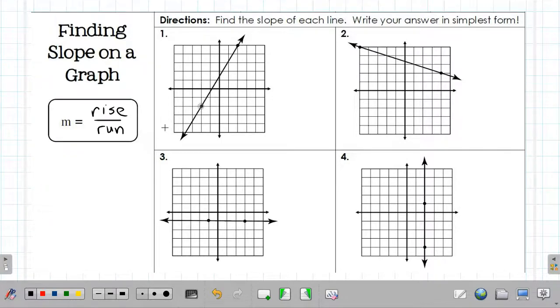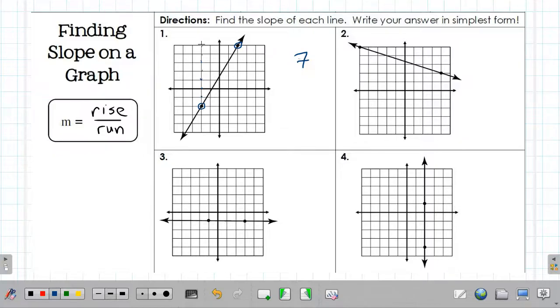If we're going from this point to this point, I'm going to use a different color here so it can stand out. I'm going to go from this point to this point. That means I'm going to count up and over, meaning I go up 1, 2, 3, 4, 5, 6, 7. What does that tell me? That tells me my rise is 7. So we ended up here.